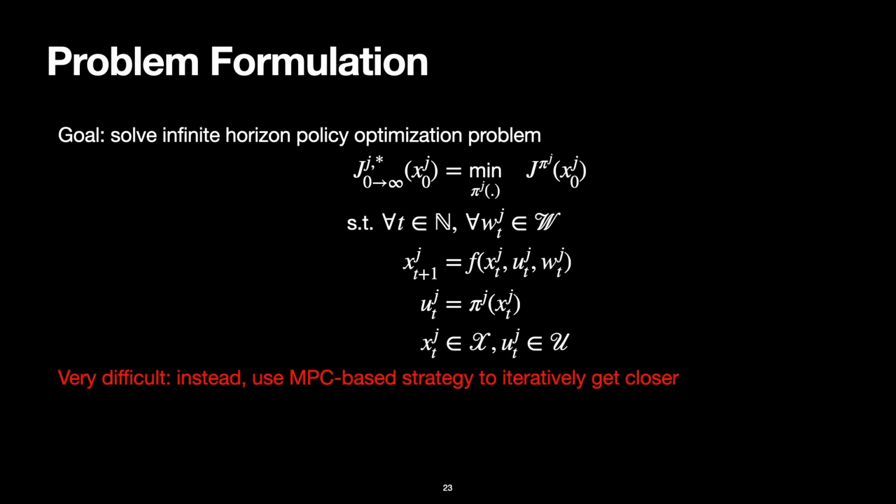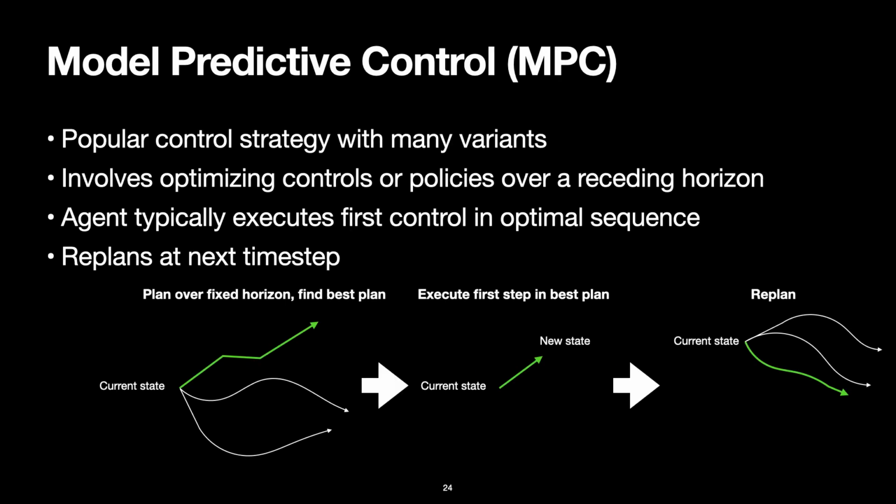Instead, we will use an MPC-based strategy to iteratively and safely improve. The proposed controller improvement strategy is not necessarily optimal, but it will be guaranteed to be safe, converge in probability to the goal set, and iteratively improve at each iteration until convergence. MPC is a popular approximation to this problem, in which the controller optimizes trajectories over a fixed horizon, executes the first step in the plan, and then replans.